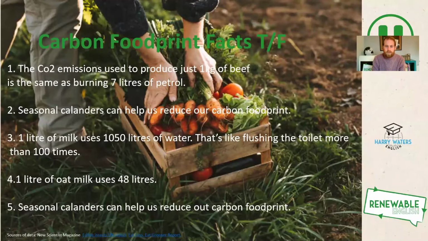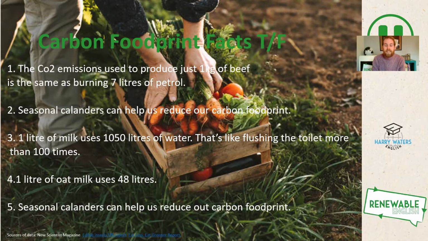Thanks very much for those interesting, if not somewhat alarming facts. What we're going to do now is look at some statements related to those facts. You need to decide if it's true or false. Statement 1. The CO2 emissions used to produce just 1 kilogram of beef is the same as burning 7 litres of petrol.